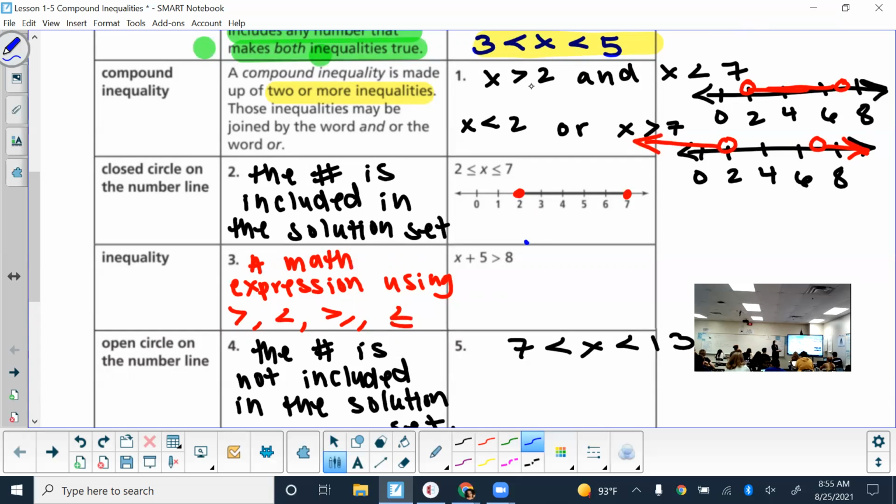And then I made 2 examples here that I think you should write down if you haven't already. So again, the ands always look really similar. Probably the only difference is if it's closed circle versus open. They overlap in the middle. The ors point in different directions.